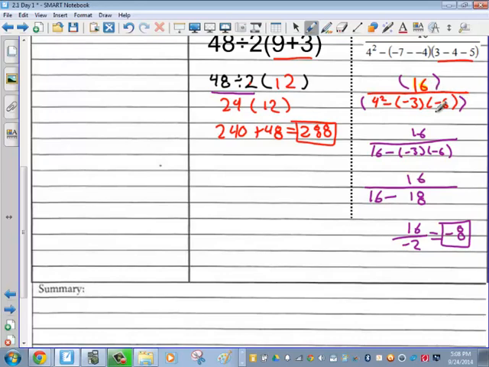Okay, so that's how you use PEMDAS. Shouldn't be any problem for you guys. I'm sure you've been doing this for many years thus far.